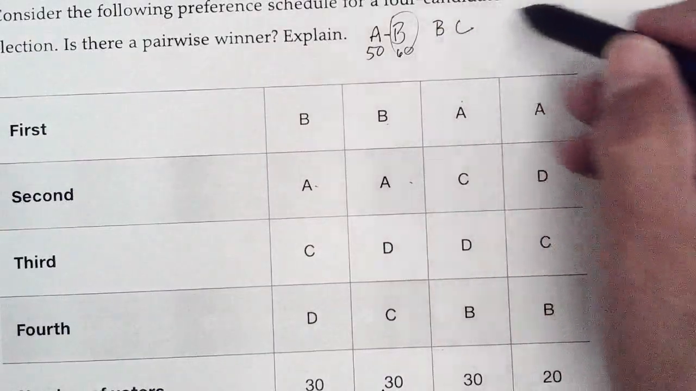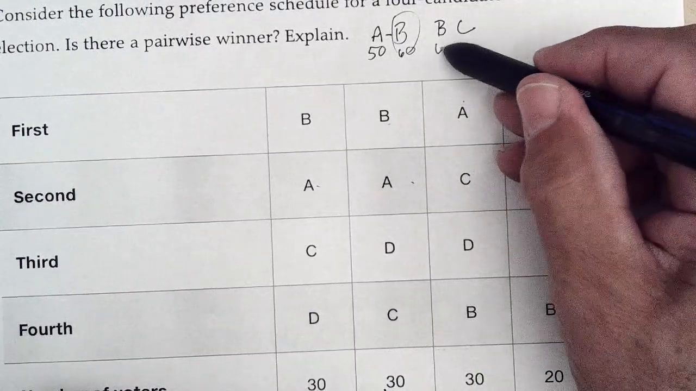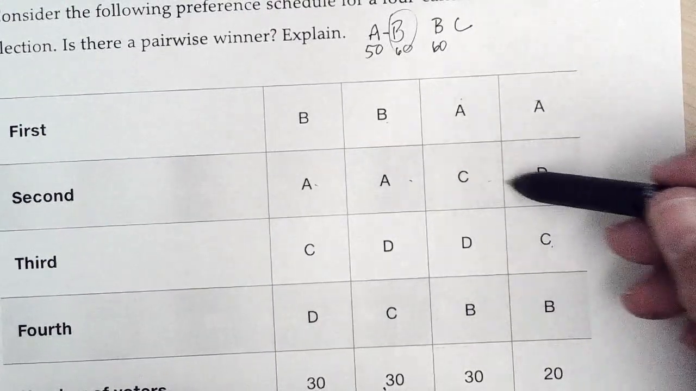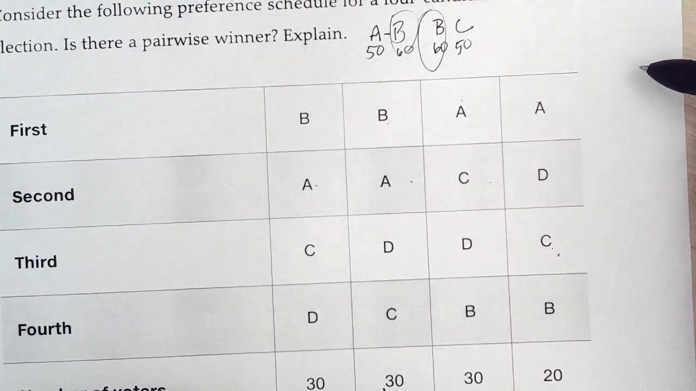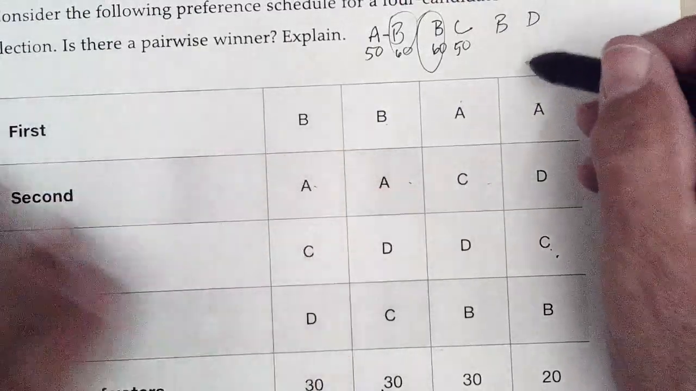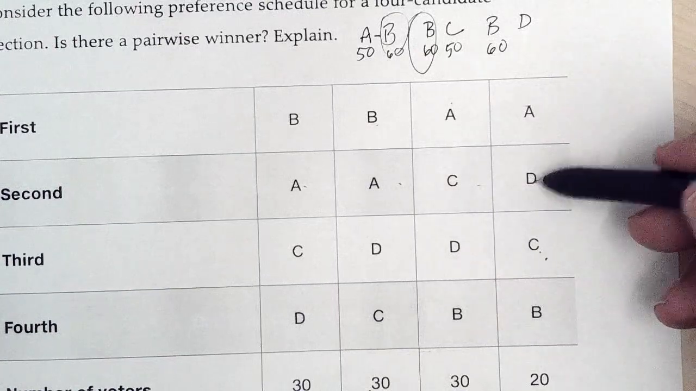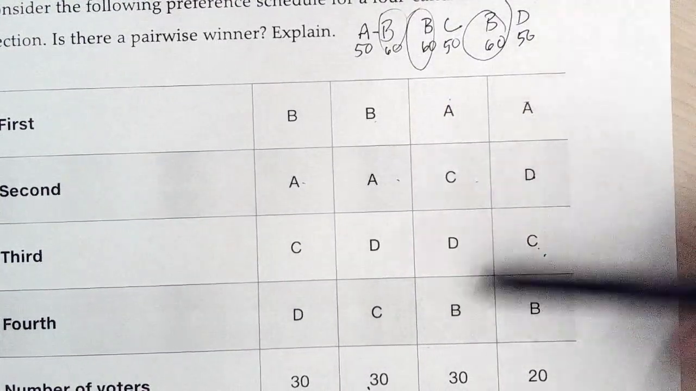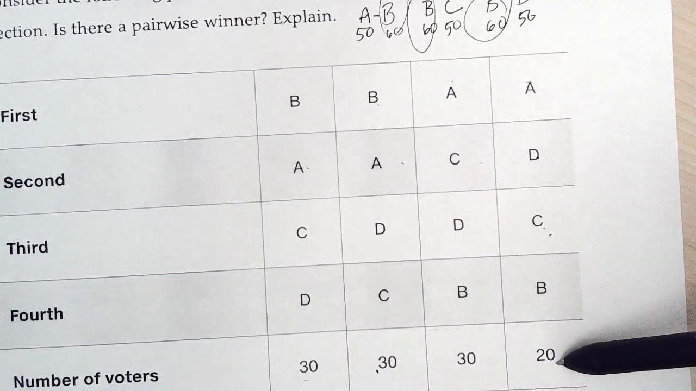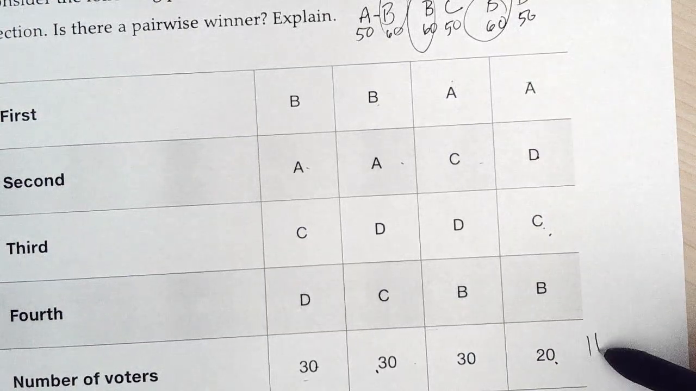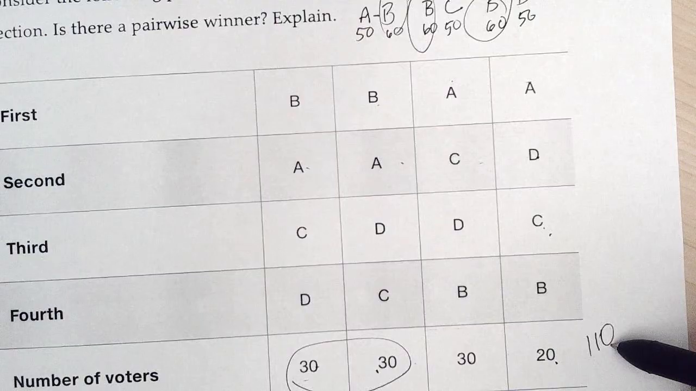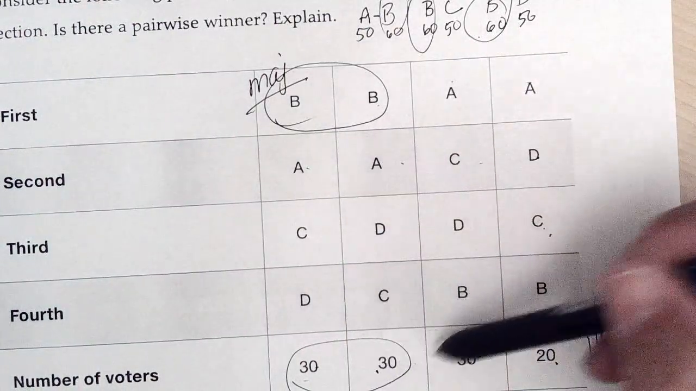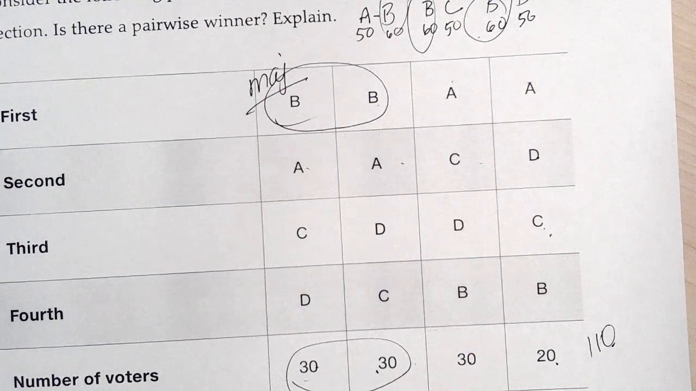Let's check B against C. B gets 60 and C gets 50. So B is a winner. How about B versus D? Well, B gets the 60 again, and D gets the 50. So B is the pairwise winner. It beats A and the other ones. And if you also look at this, there's 30, 60, 90, 110 votes. And 60 is more than half, so B is a majority winner. And it turns out to be the Condorcet winner, the pairwise winner. Okay.